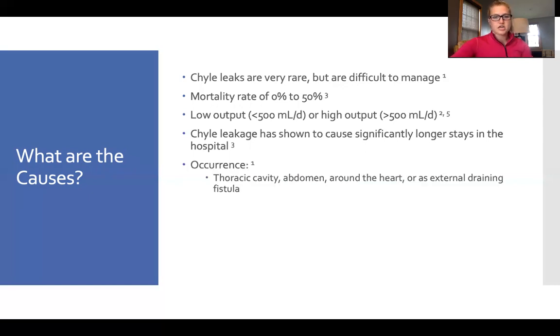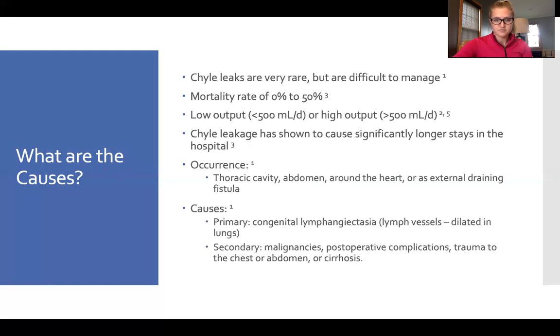So where it typically occurs is in the thoracic cavity, the abdomen, around the heart, or as external draining fistulas. The primary cause is congenital lymphangiectasia, which is the lymph vessels being dilated in the lungs. Secondary causes are malignancies, postoperative complications, and so forth.